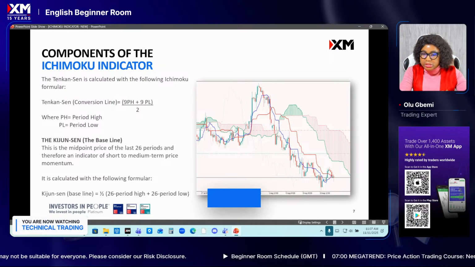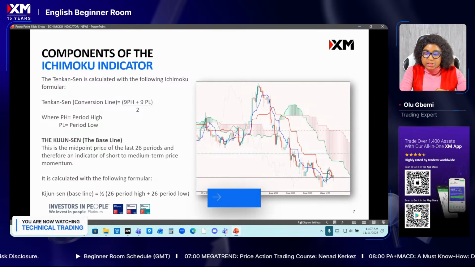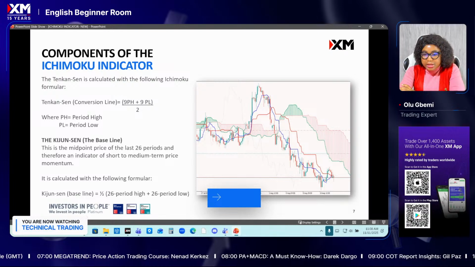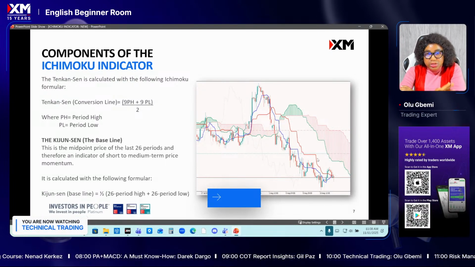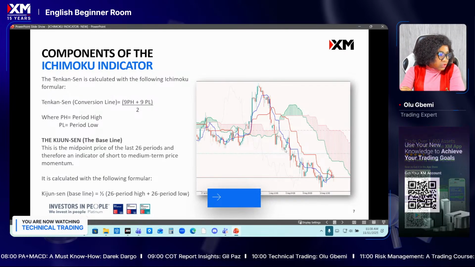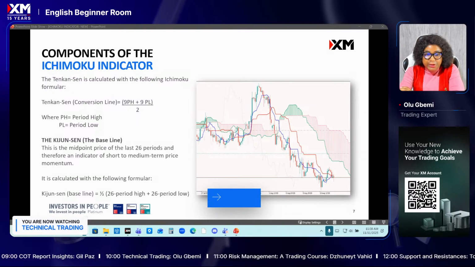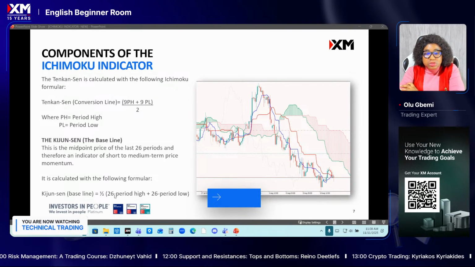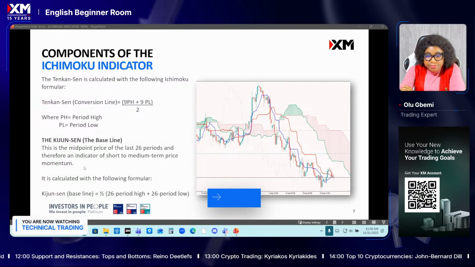Then the other line, which is the red line here, is known as Kijun-sen, and that line is also in English called the baseline. Now, this baseline, I have changed the color to red. So you need to change your color as you like so that you remember which is which. So if you hear me saying red line, I'm talking about the baseline. Now, the baseline is calculated by 26-period high plus 26-period low divided by 2, or multiplied by 0.5.